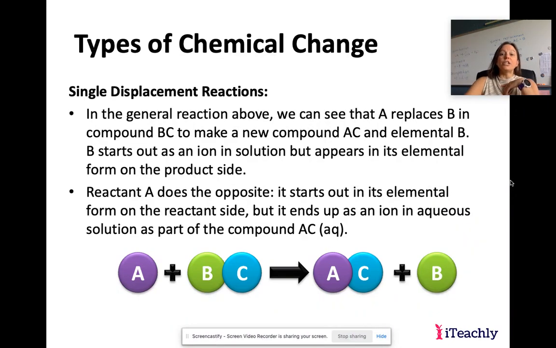So in general, we see the A element plus BC yields AC plus B. And so this is kind of our general write-up or our generic form for a single replacement. The one thing you need to note is if A is going to replace B, they have to both be metals. So I can't put in a non-metal to replace B if B is a metal. So the reaction is you're replacing one ion with another ion, okay?